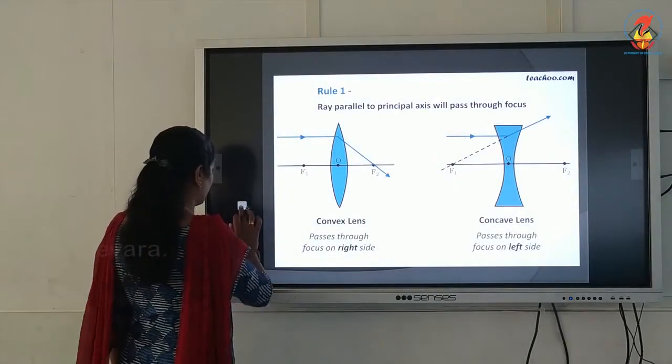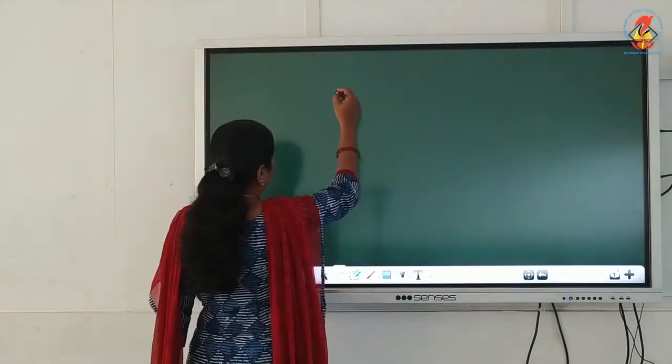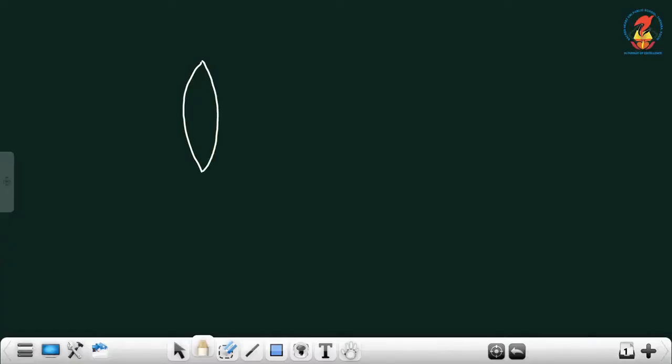Now, I will draw it for you. It's a convex lens. When you draw it, you have to draw a very thin lens. First, you need to mark the optical center. Here F1, here F2. The distance from O to F1, you can take it as 2 cm. Normally, we will take it as 2 cm. From O to F2 also, we will take 2 cm. The distance between O and F1 and O and F2 is the same. So, normally we will take 2 cm.